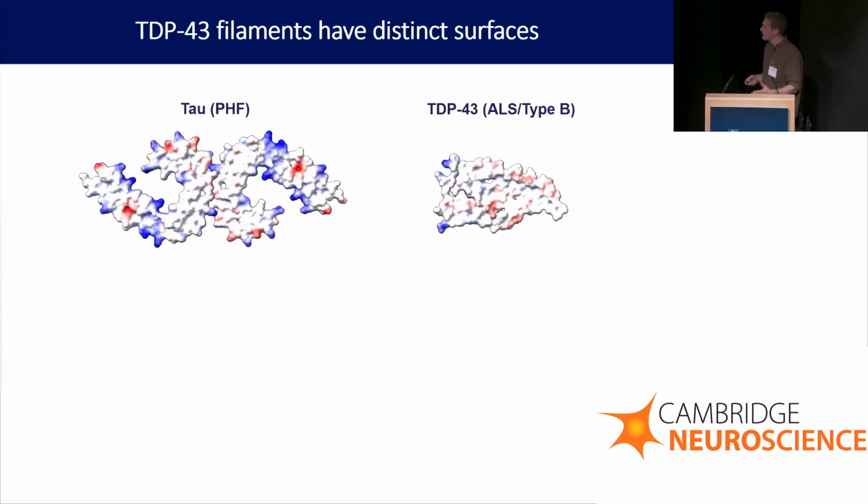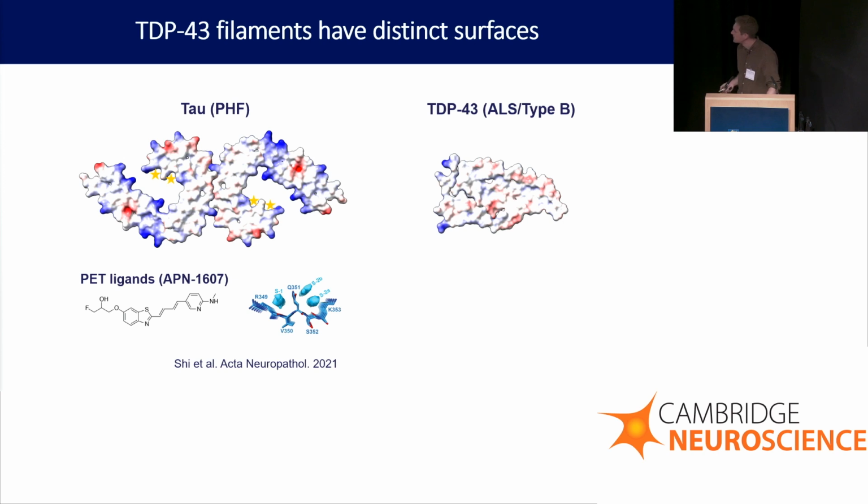So one thing that came out of this is that actually the surfaces of these filaments are very distinct from those of tau, for example, or alpha-synuclein. And this might explain why the compounds that typically bind to amyloid filaments do not bind to these amyloid or amyloid-like filaments of TDP43. So for tau, you can see a good distribution of charged residues on the surface. For TDP, we only have a single charged residue.